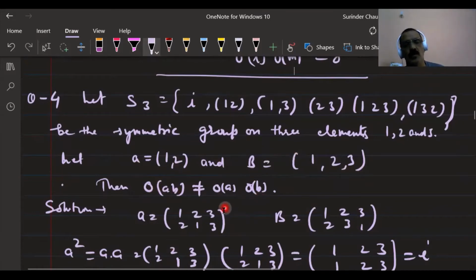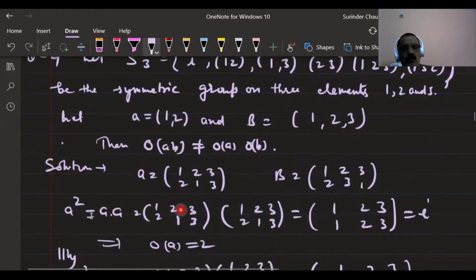But the product is not equal. A is equal to (1 2) and B is equal to (1 2 3). So A into A comes out to be I. So A square is equal to I, and the order of A is equal to 2.